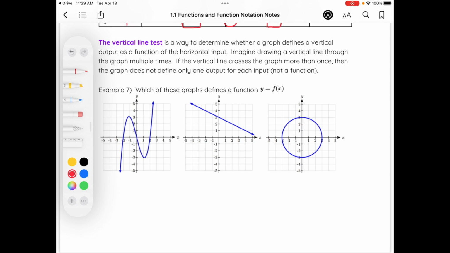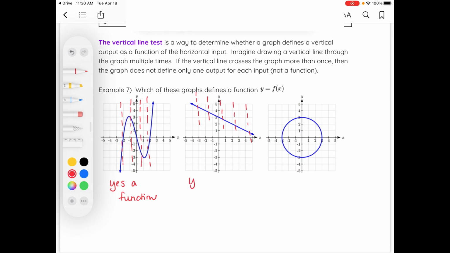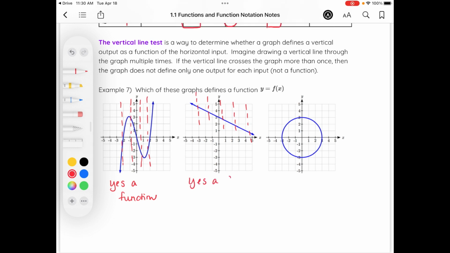So when I draw a vertical line anywhere on here, notice I am only crossing my graph one time. So each input, each x value, goes to only one y value. So then yes, it is a function. Here I've got a linear line. No matter where I put a vertical line, it's only crossing my graphed line one time, so it is a function.